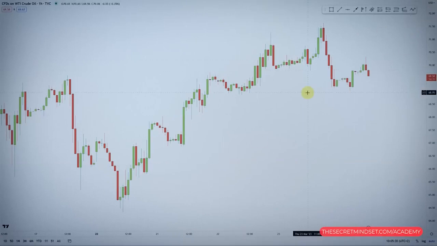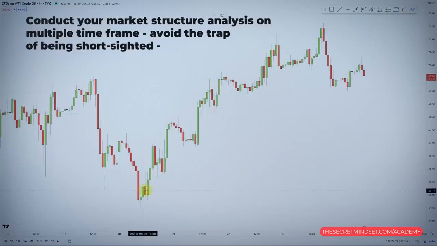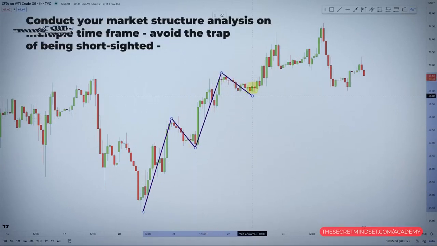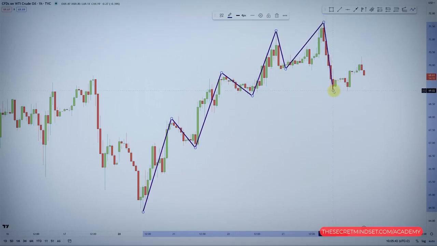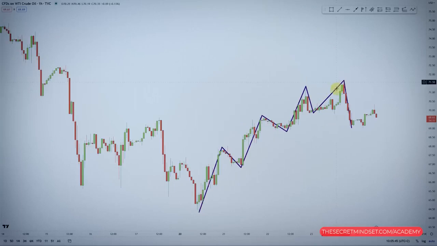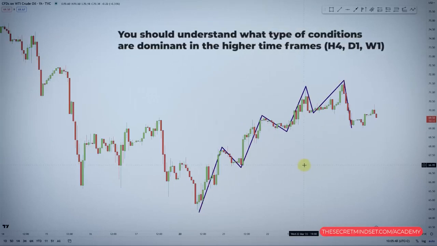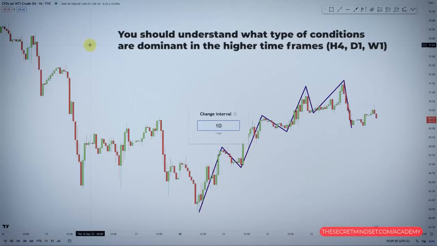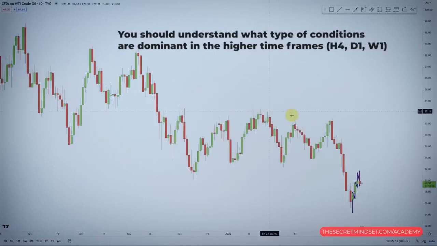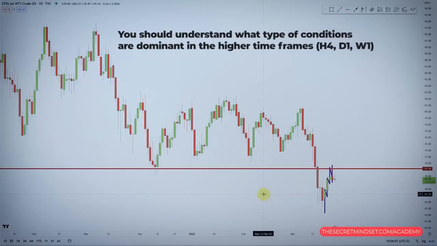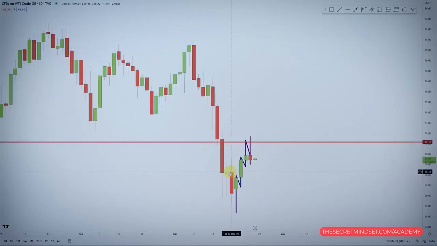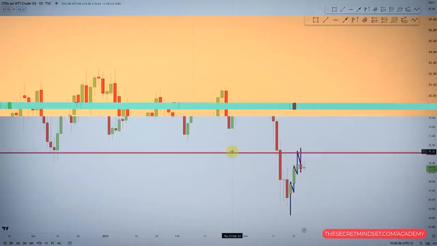You must conduct your market structure analysis on multiple timeframes. You must avoid the trap of being short-sighted by only sticking to one timeframe. When conducting your analysis, it's all about finding confirmation from higher timeframes. What this means is that if you are planning to enter on the hourly timeframe, for example, you should then understand what type of conditions are dominant in the higher timeframes. The most popular in this case would be the 4-hour and the daily charts. We'll talk later about how you should analyze multiple timeframes.